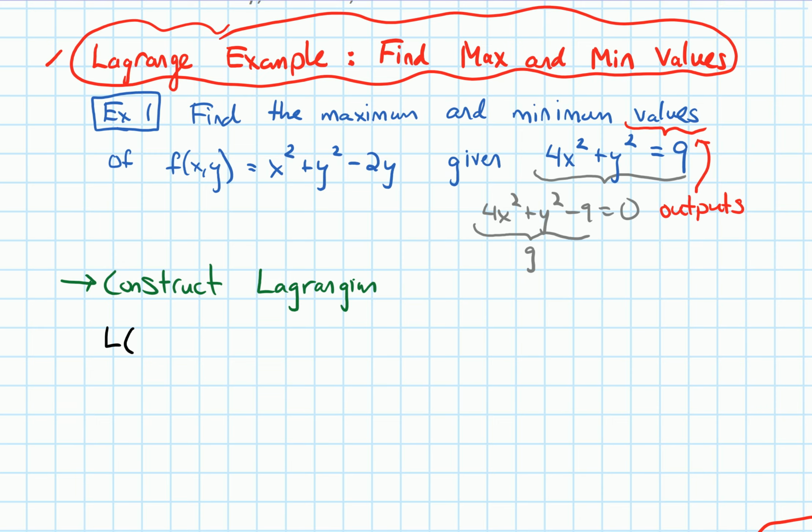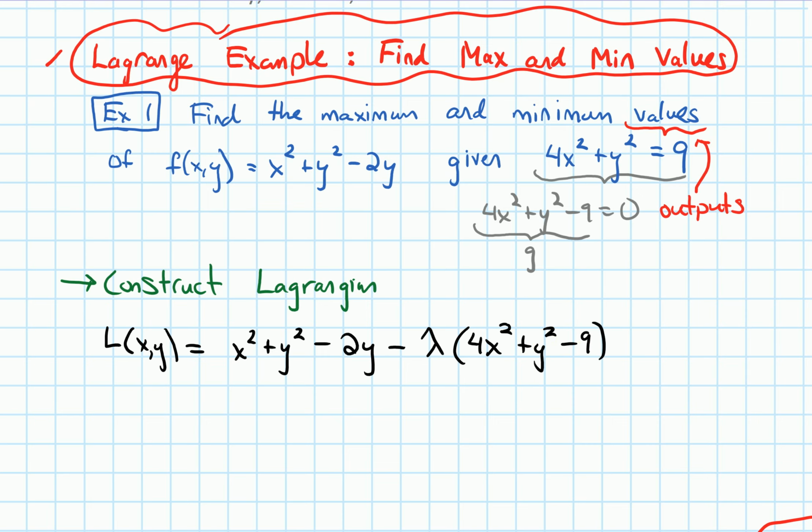So we've been calling this L, and there's two variables in our functions here, so it'll be L of x comma y. And we start off by writing f, x squared plus y squared minus 2y, and then we do minus lambda times g, which is 4x squared plus y squared minus 9. So remember, the overall form of this is f, and then you have minus lambda times g.